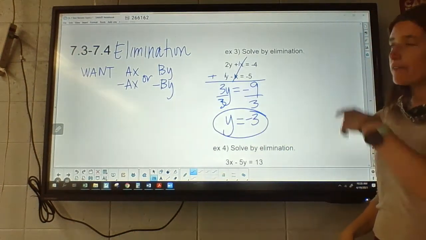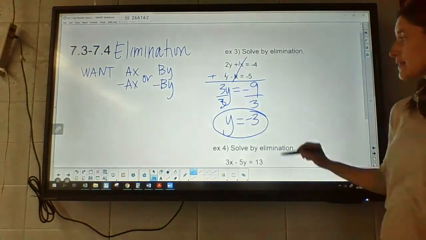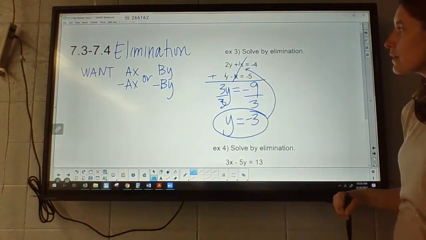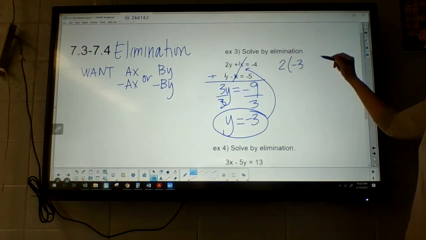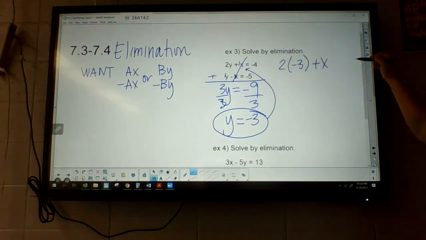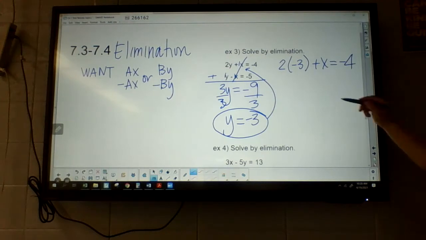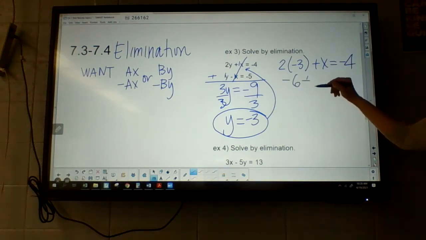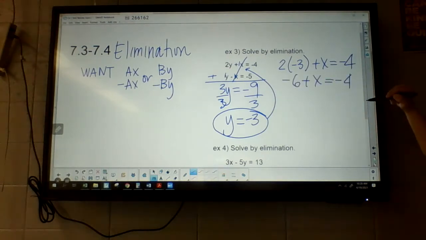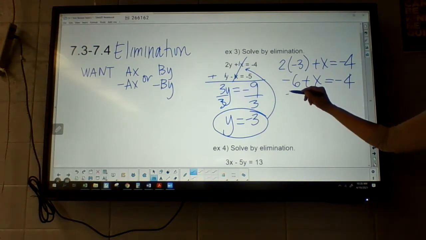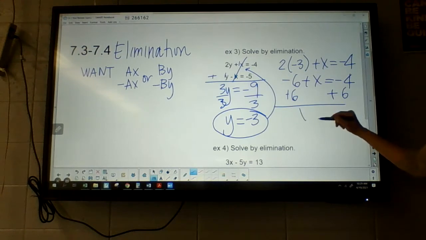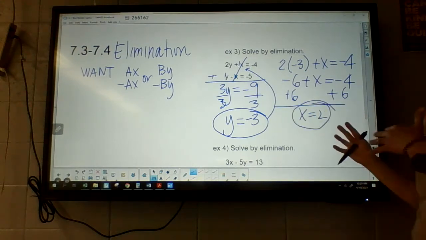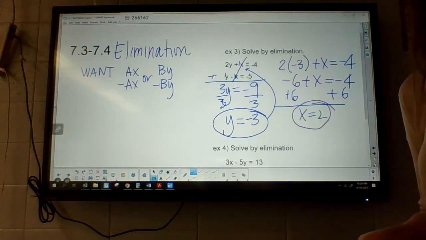Once I have that value, I have to substitute it back in to find my x. I'm actually going to put it in the top equation. So 2 times negative 3 plus x equals negative 4. And then move the 6 over. So x ends up being 2. So we found our x and y using elimination.